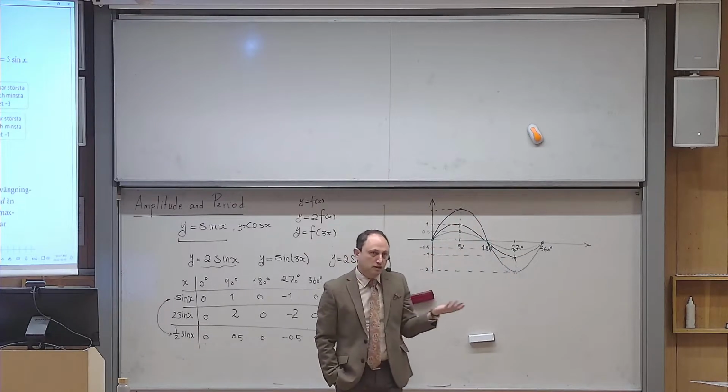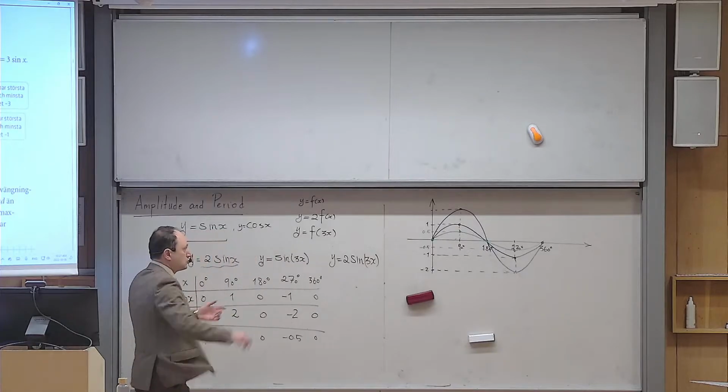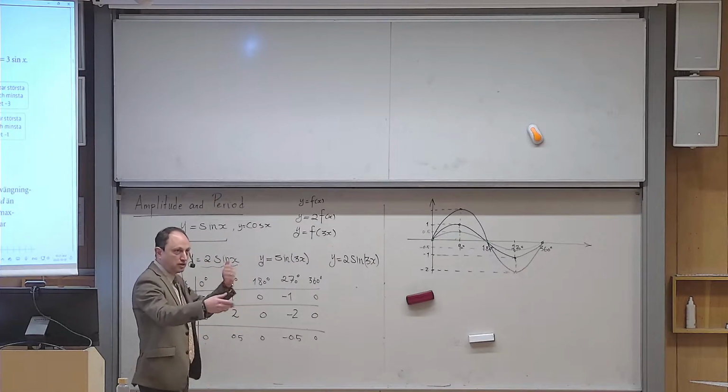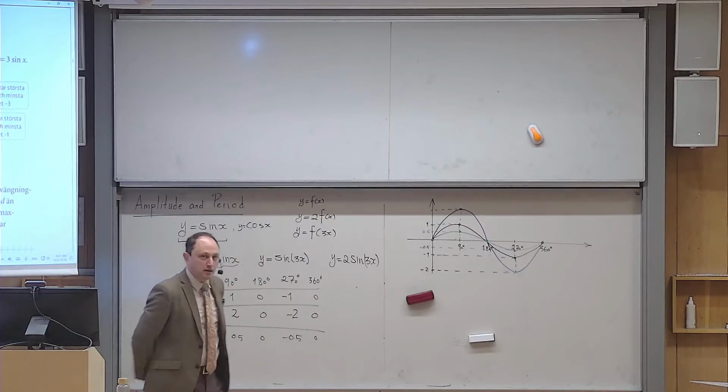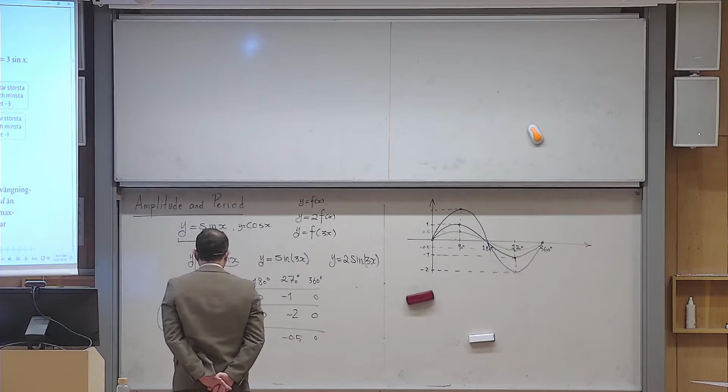So even if you multiply by a negative sign, you can understand it. You draw with the positive sign, and in your head you flip it about the x-axis. So multiplying by a negative sign is also not a problem.